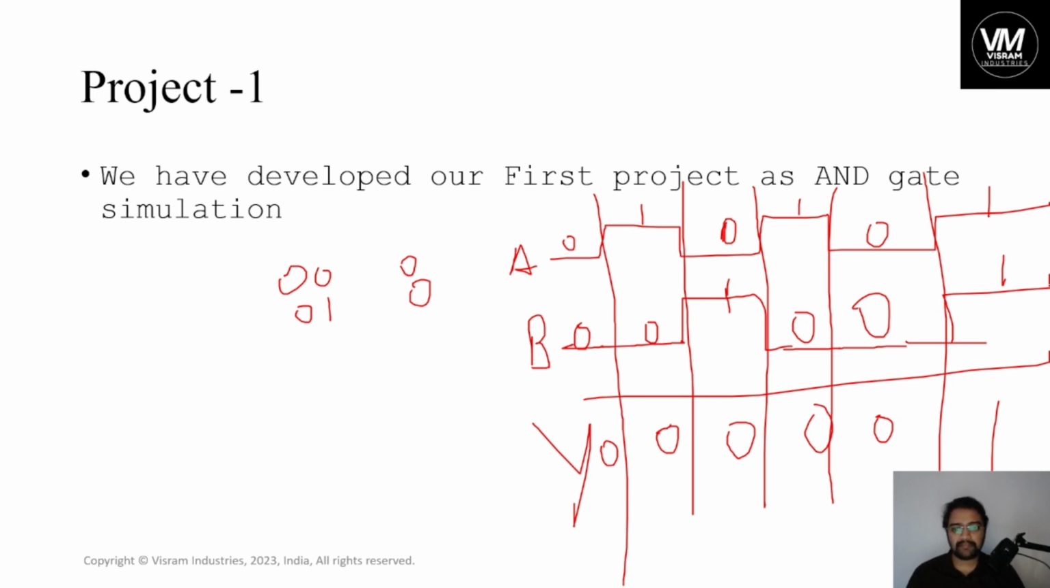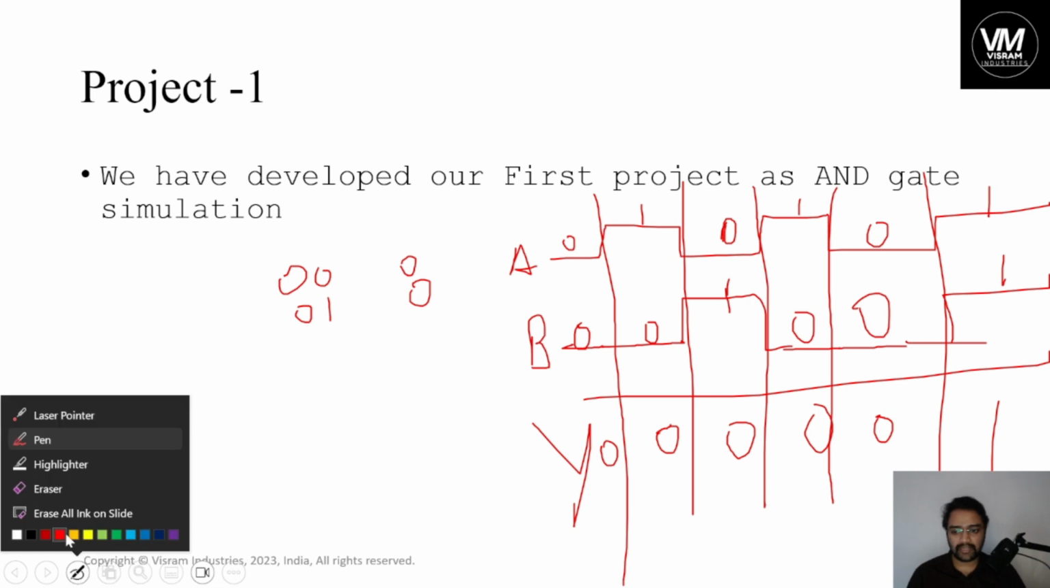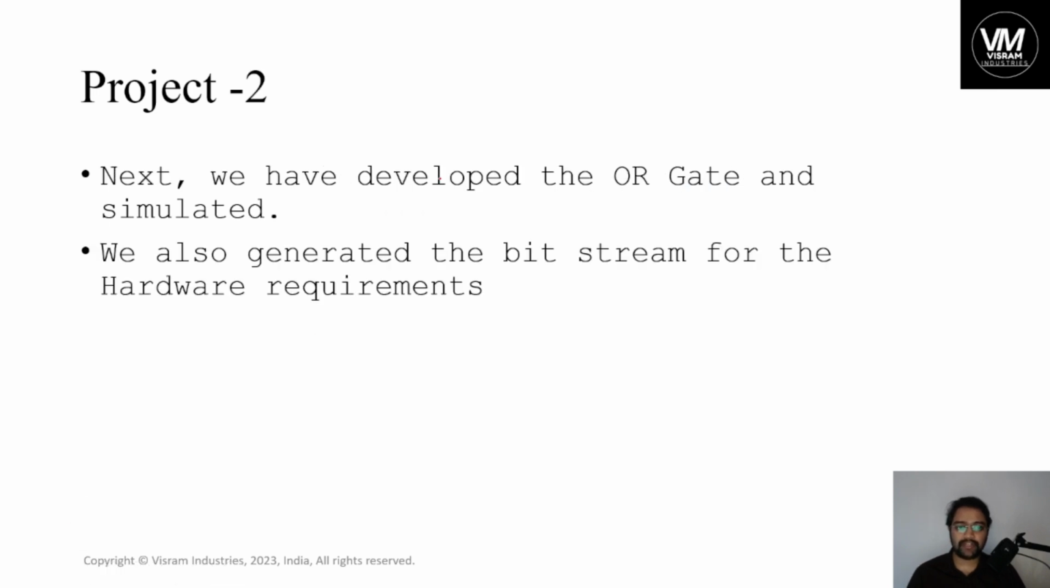In the same way, we can also run the OR gate, which is the second project example. So I'll take it there. In the second project, what we have developed is an OR gate and simulated it by using the timestamps, and then we have generated the bit stream. What we have learned in project 2 is how to generate the bit stream.